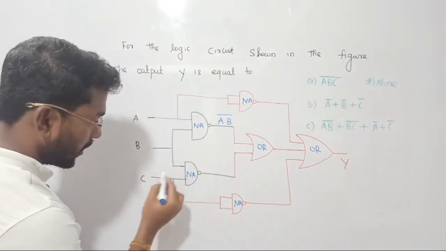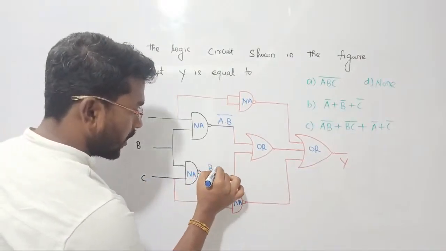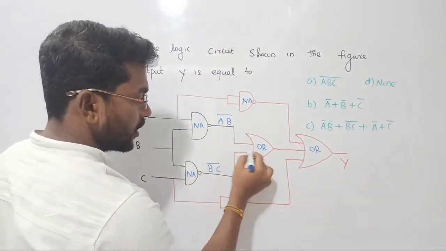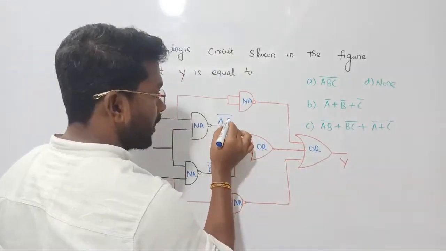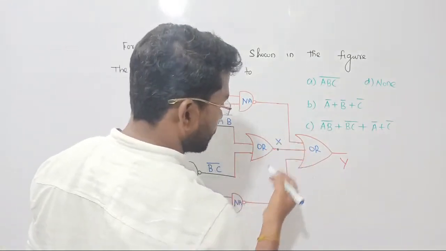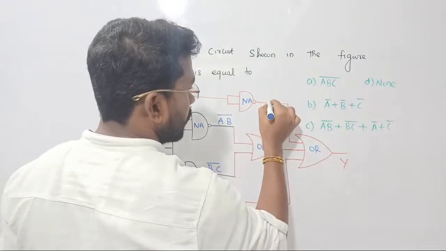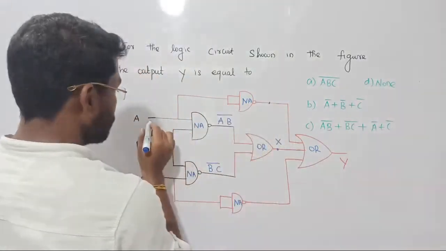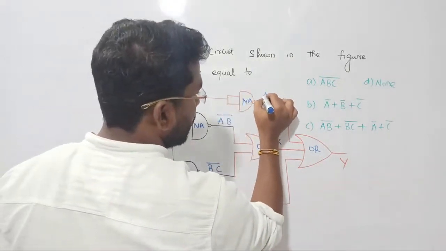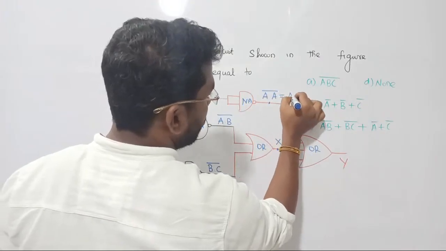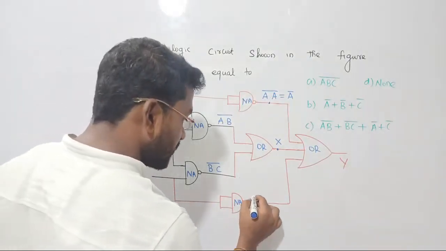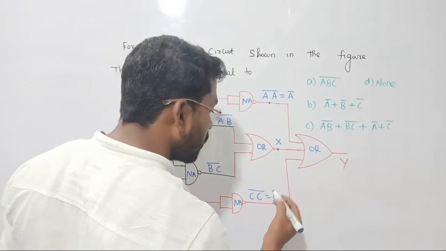Similarly, B is coming here, C is also coming here. The output of the NAND gate is B dot C whole bar. Now, what will the OR gate do? The OR gate will add these two, so the output of the OR gate will become A dot B whole bar plus B dot C whole bar, right? Let me consider the OR gate output as X. Now let us see what comes here. A is coming here, simply A here and A here, so you get A dot A whole bar, which is equal to A bar only. Similarly, C is coming here, C dot C whole bar, which is equal to C bar only, right?